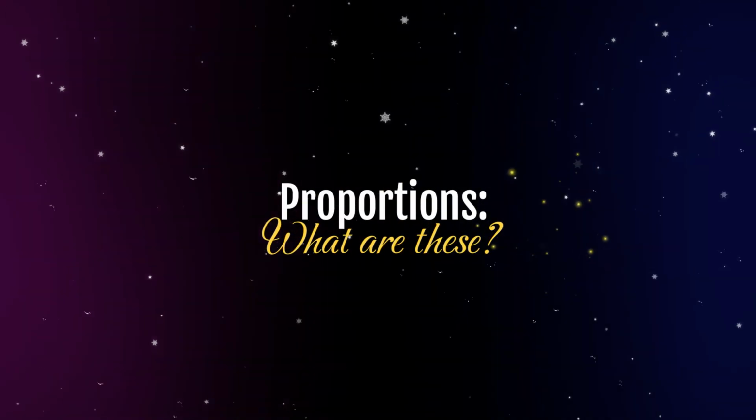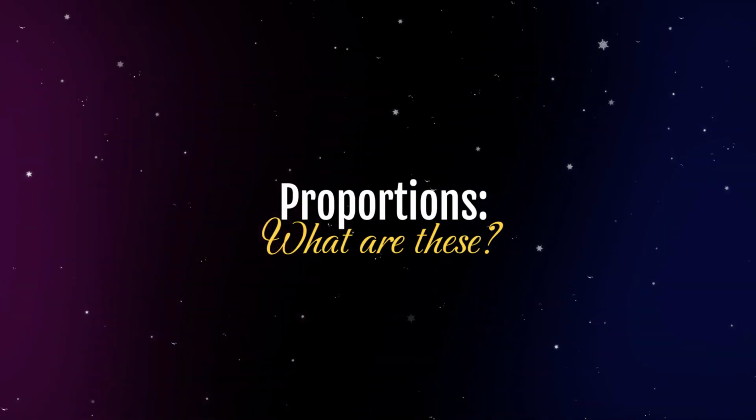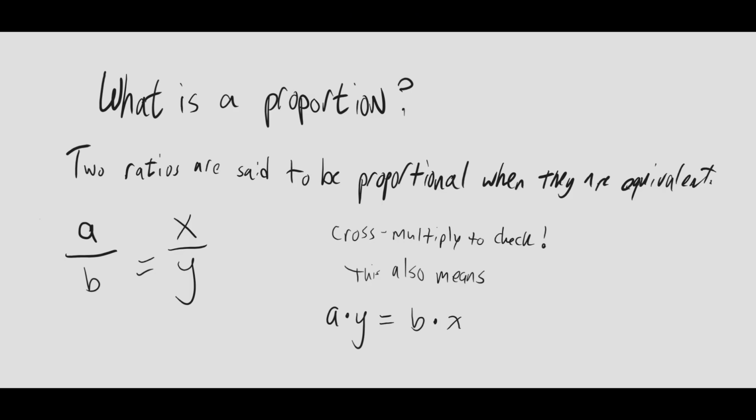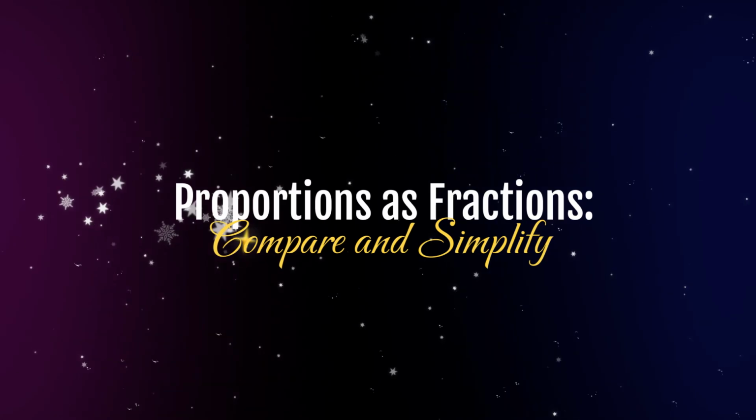Now that we have covered ratio, let's talk a bit more about the word proportion. What is it to be proportional? Well, two ratios are said to be proportional if they're equivalent to one another. So, for example, if I had the ratio A over B and the ratio X over Y, if they are equal to each other, that would mean you can cross multiply to check. A times Y would be equal to B times X.